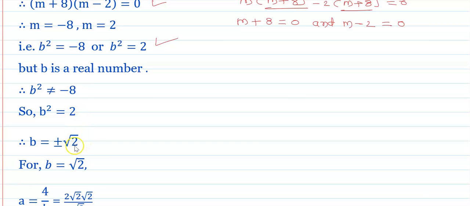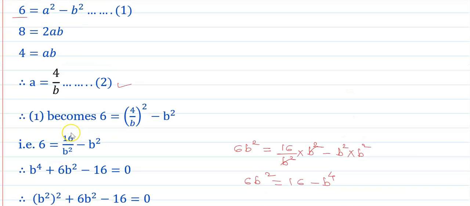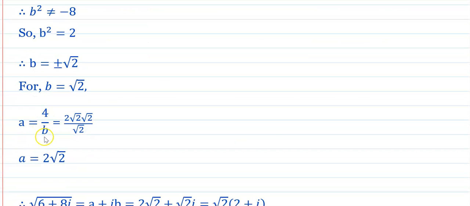If we take the square root, once we take B is equal to plus root 2, and once minus root 2. If I take B is equal to root 2, but what is A? A is equal to 4 upon B. Here we substitute the value. A is equal to 4 upon B. Substitute the value of B; B here is root 2.